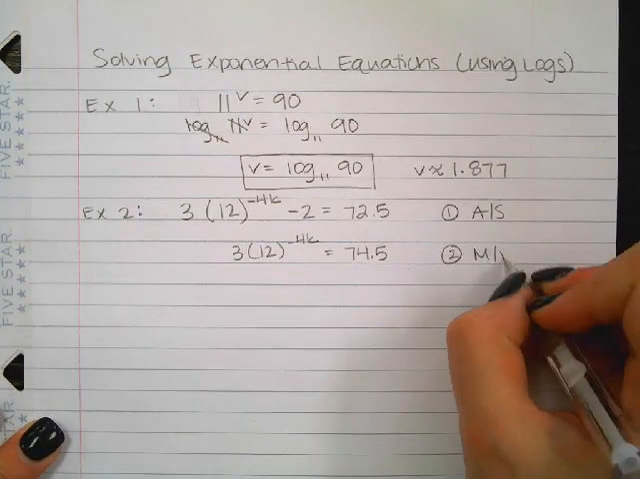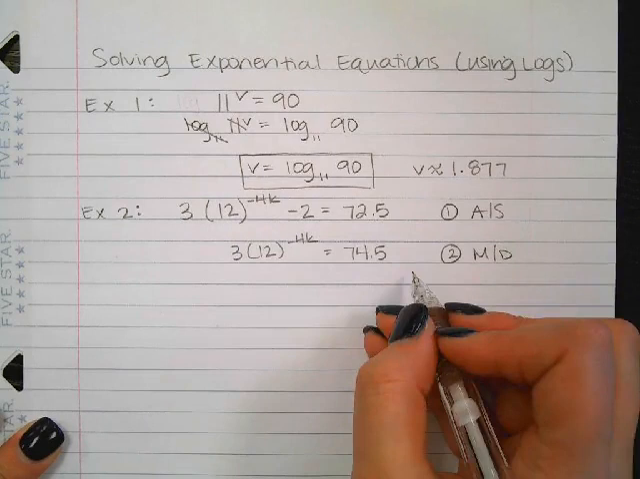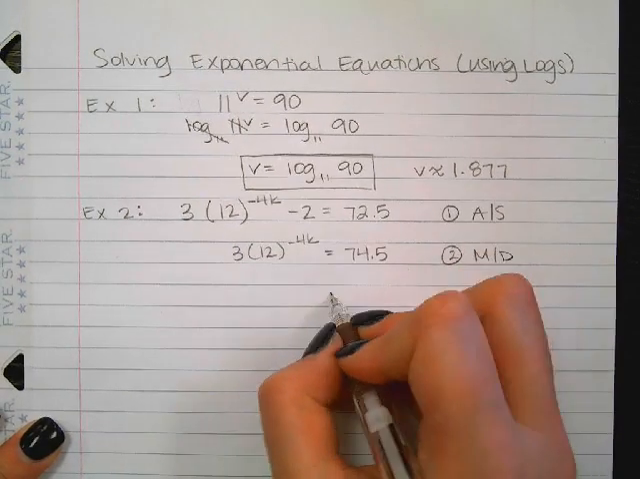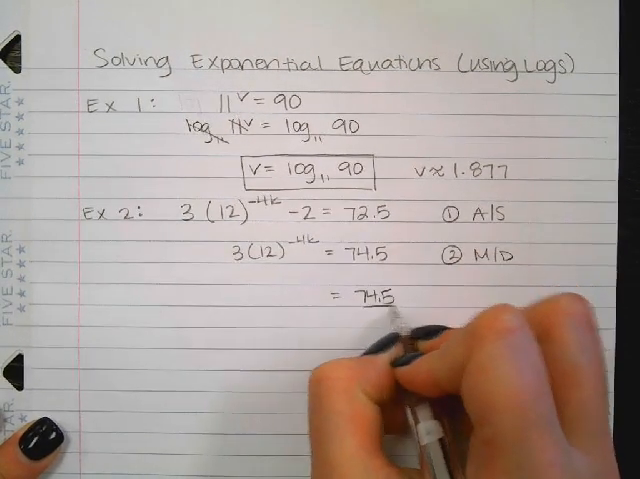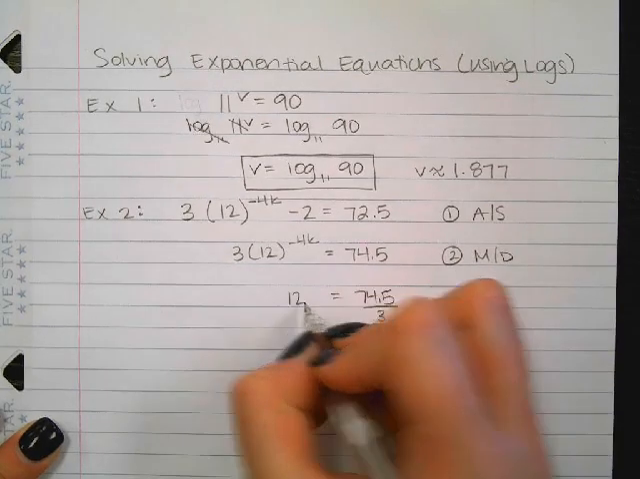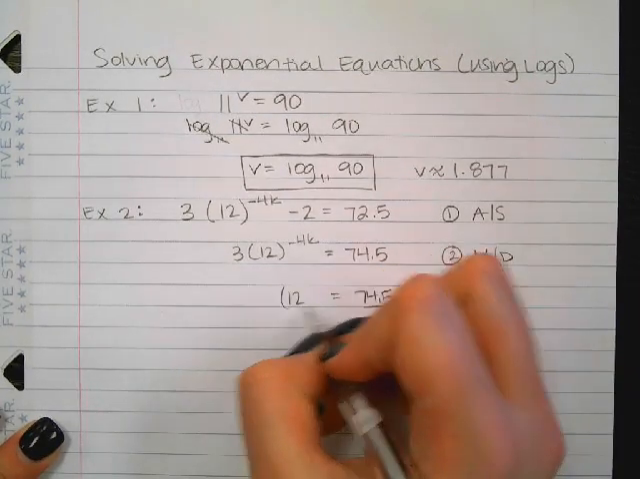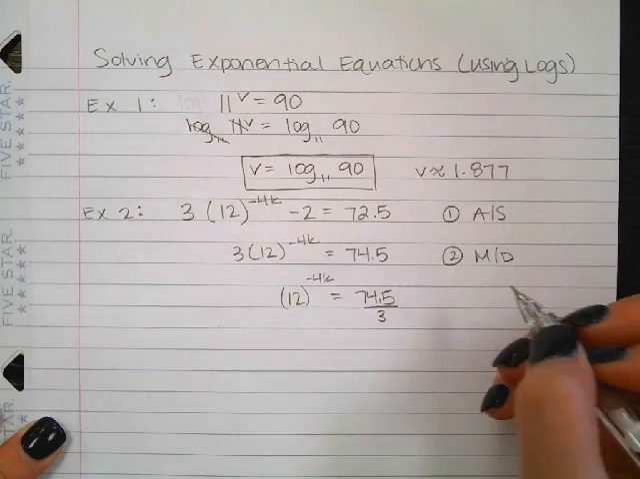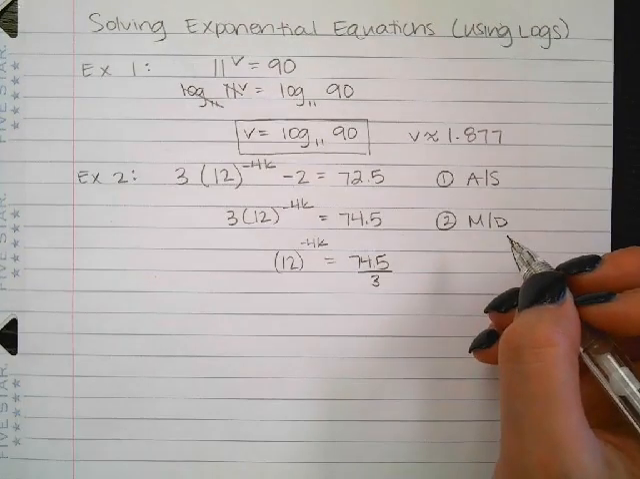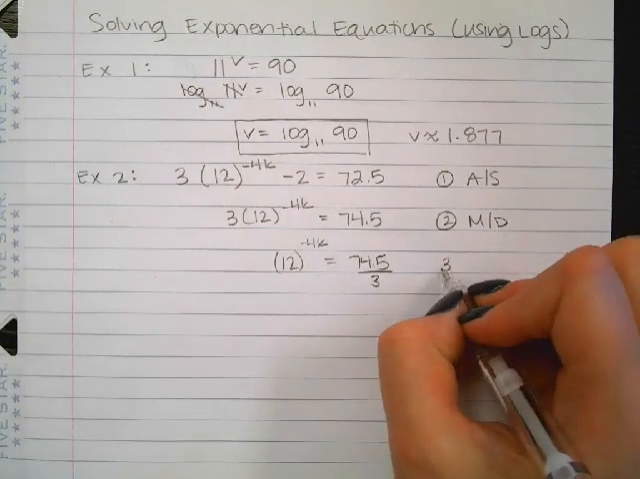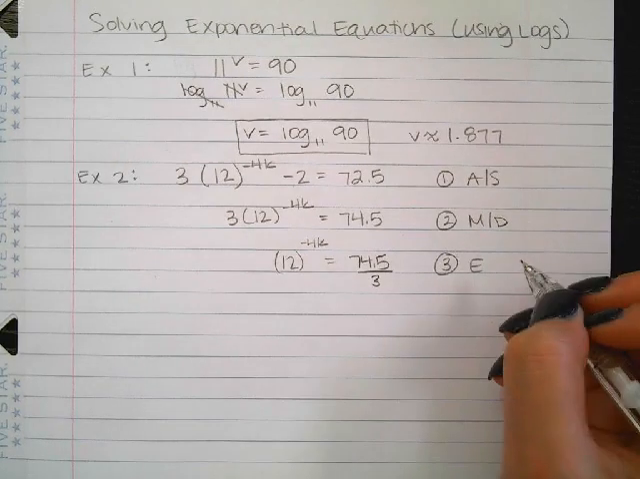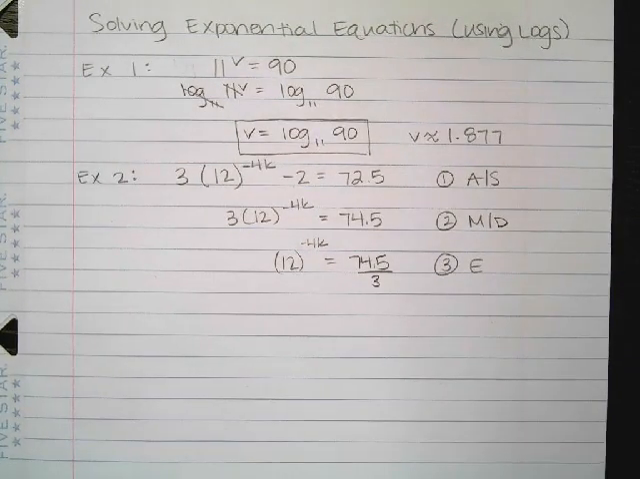If I could multiply or divide anything to the other side, I can divide by 3. So 74.5 over 3. I'm going to go ahead and leave it like that because I know that that is not going to be a nice answer. And then I ask myself, what can I do with the exponent? So either getting to an exponent, getting rid of an exponent, something with an exponent.